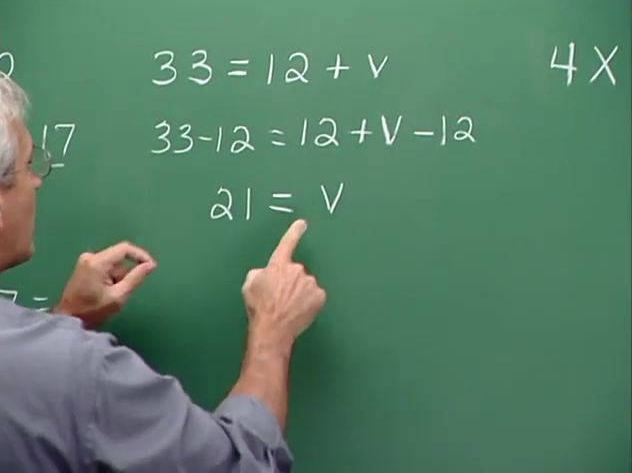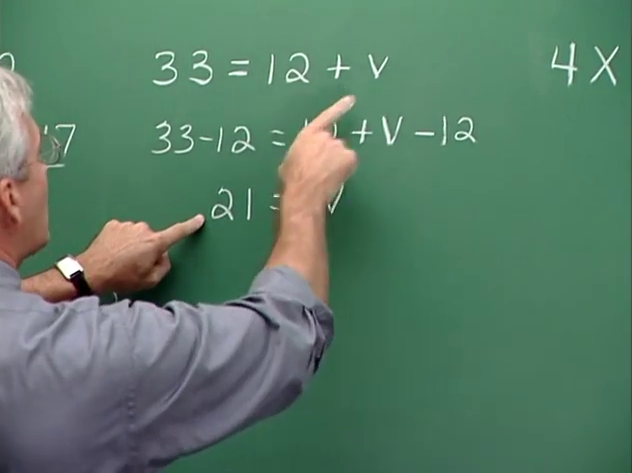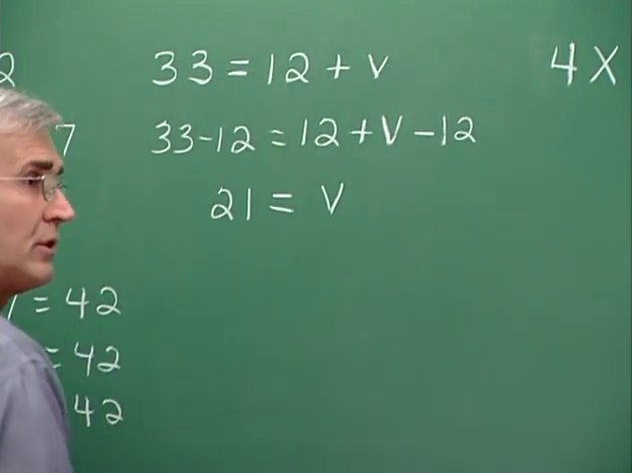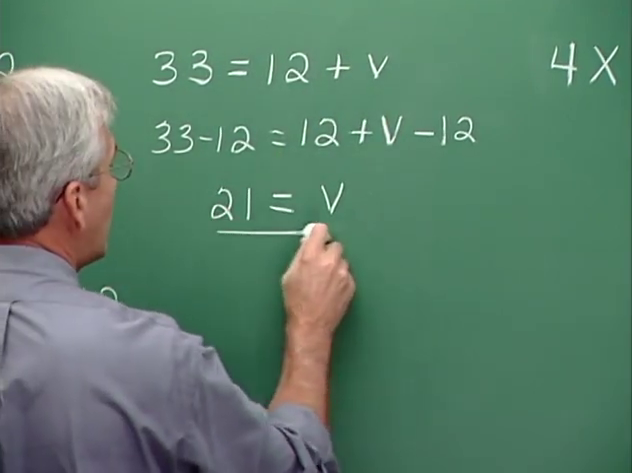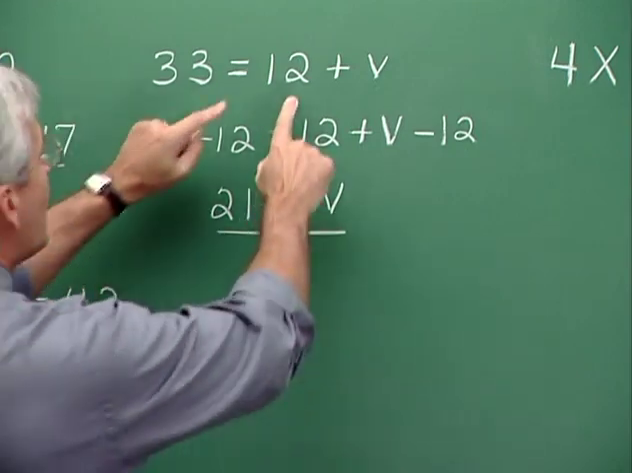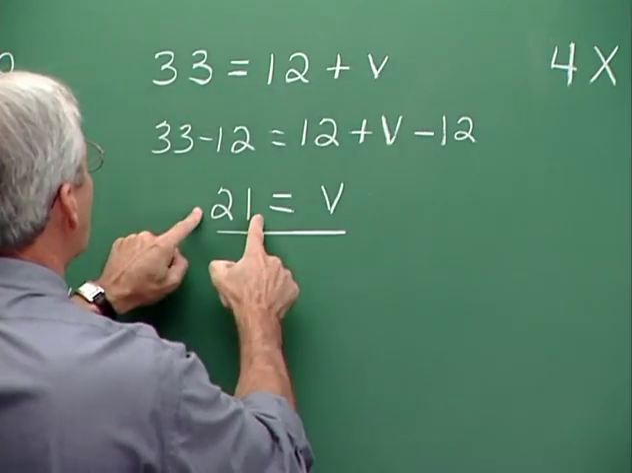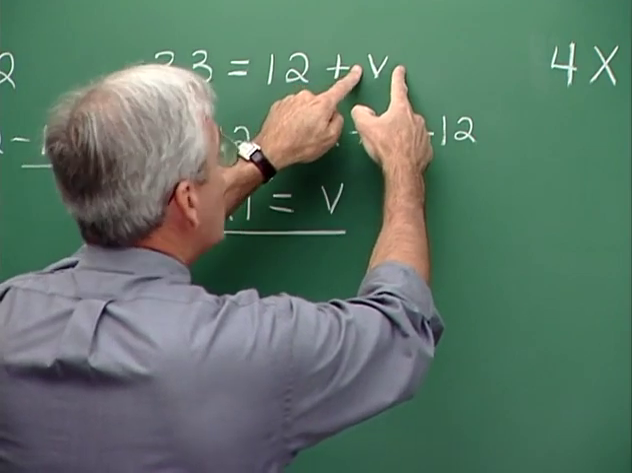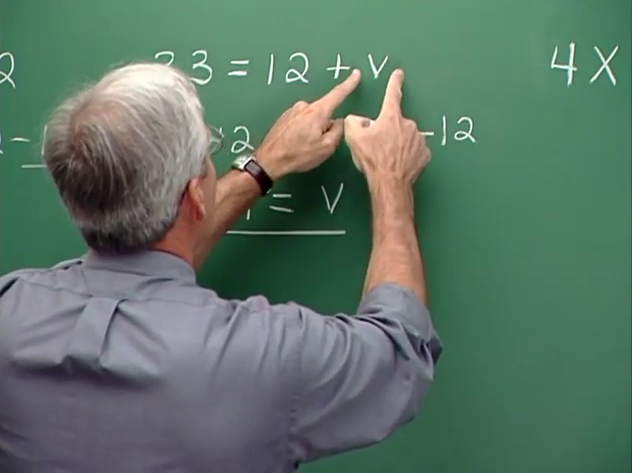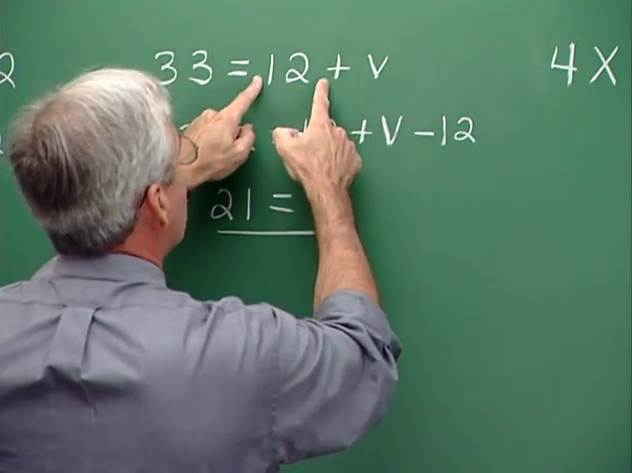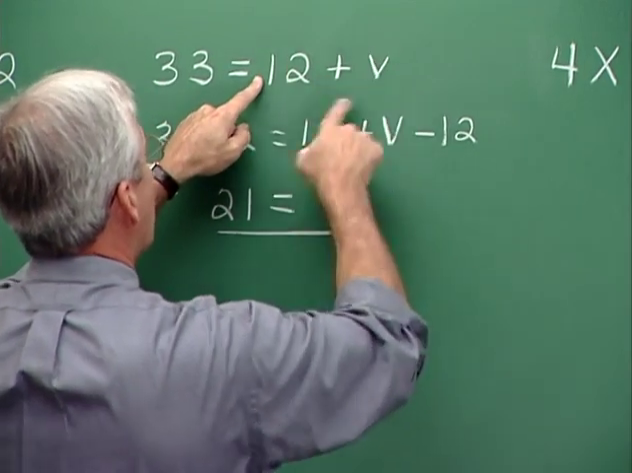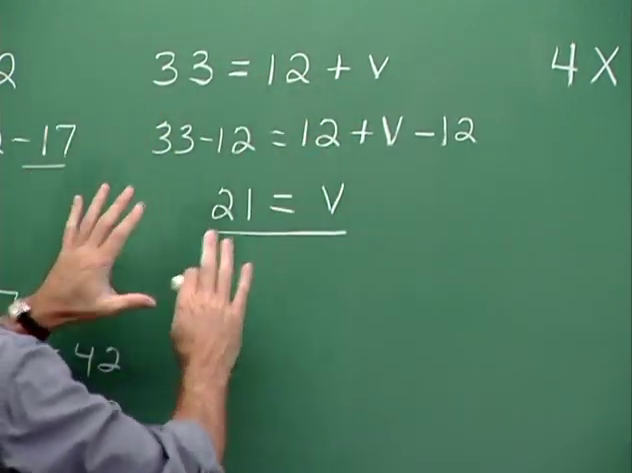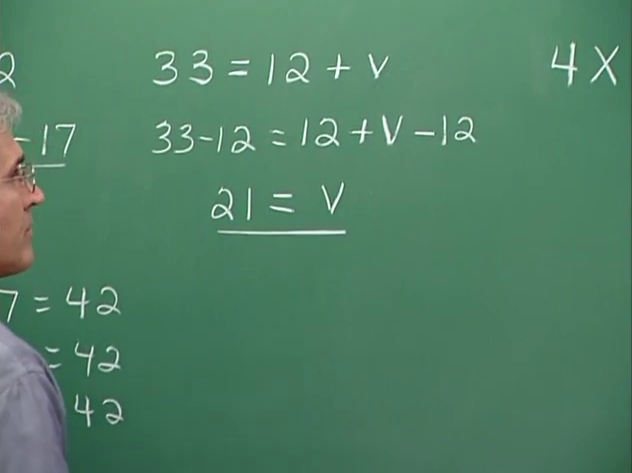And once again, we can replace v with 21 in the original equation to verify we have a solution. Sometimes the check can be done very simply by observation. We can just look up here and imagine the 21 replacing the v. You see, put a 21 up here, and then imagine 21 and 12. Oh, that's 33. 33 equals 33, a true statement, and therefore a valid solution.